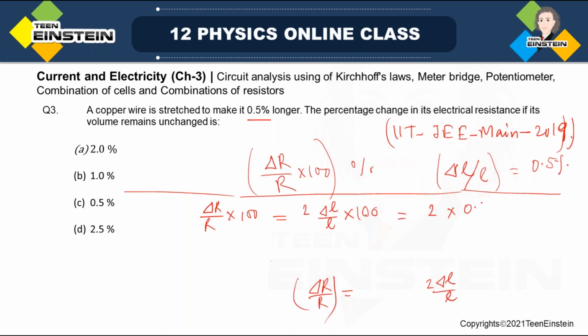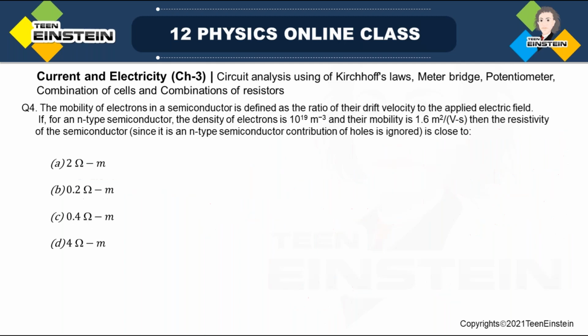So delta L by L is given as 0.5%. So this 100 goes off, and this is becoming 1. So 1%, this will give you the answer in percentage. So it is 1%, and this is the answer. It was very simple. Again, we'll go to the next problem.